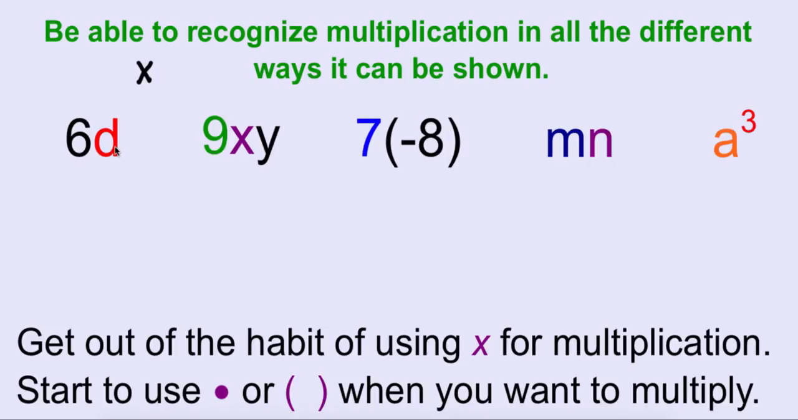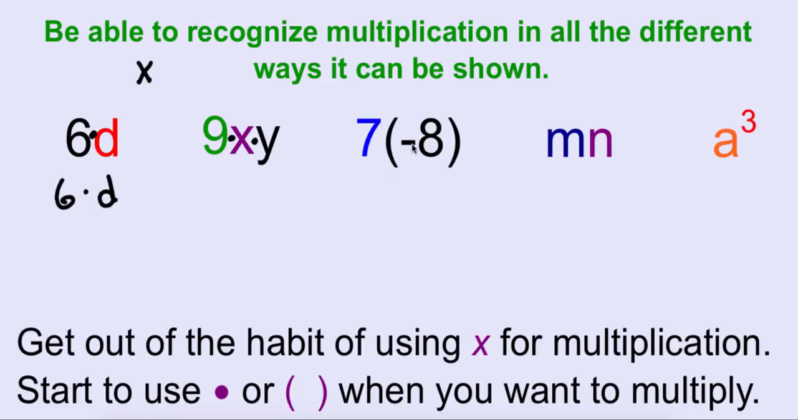When a number and a variable are right next to each other, that's really code for 6 times d. 6 times whatever d happens to be. Same thing if there's more than two pieces put together. When they're right next to each other, that is code for multiplication. So it's 9 times whatever x is times whatever y is.